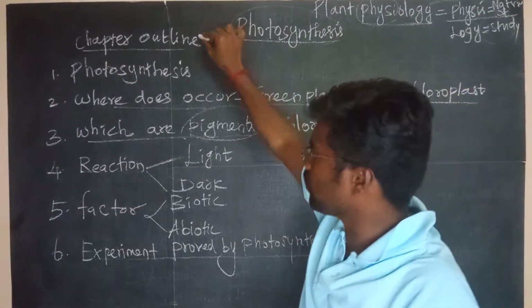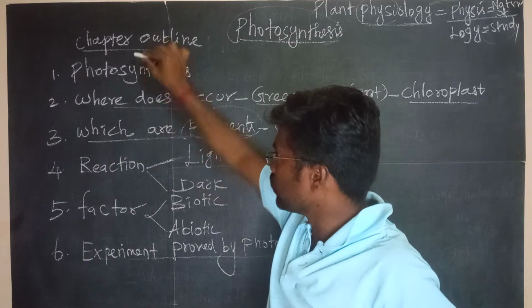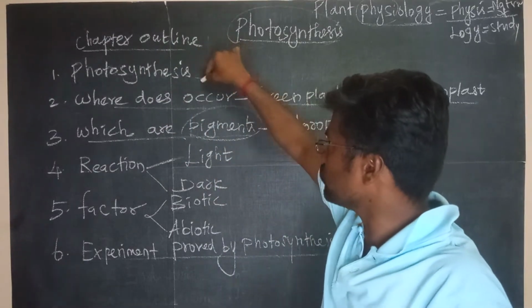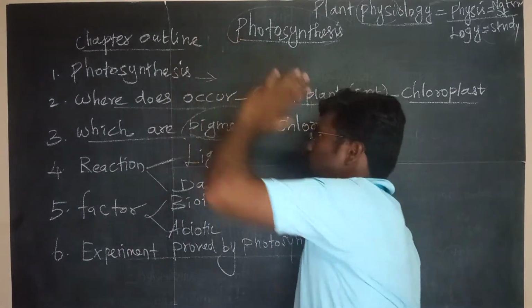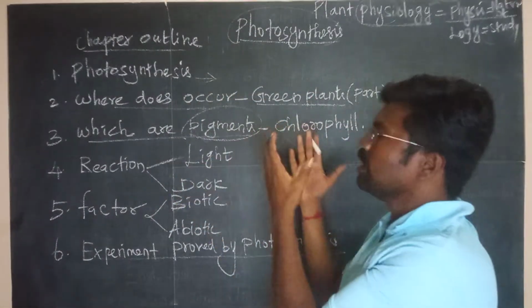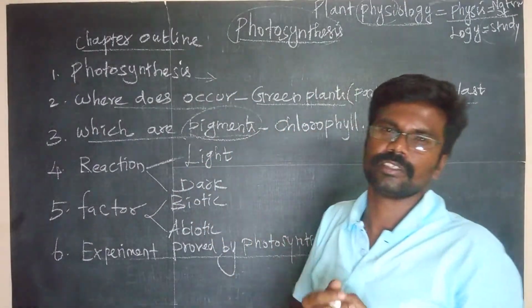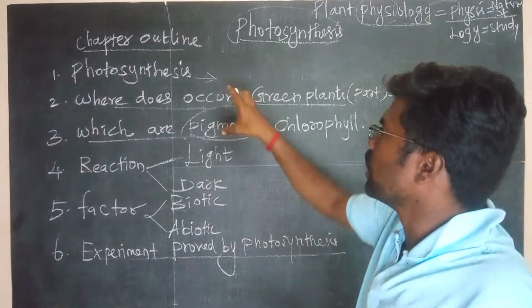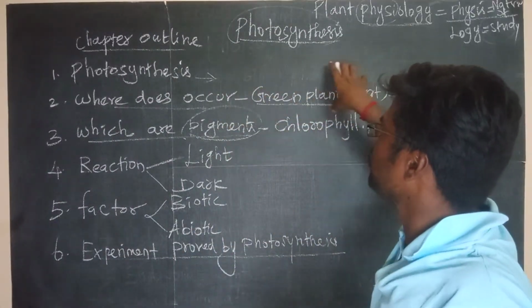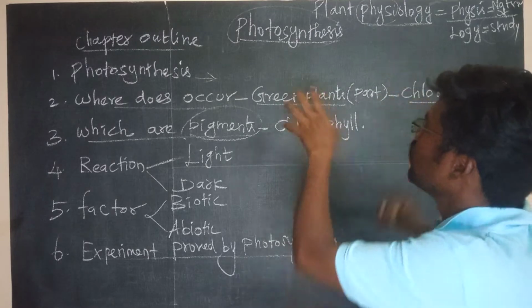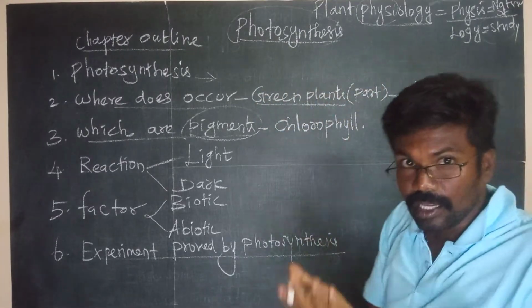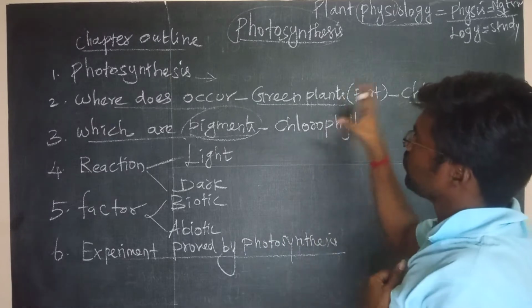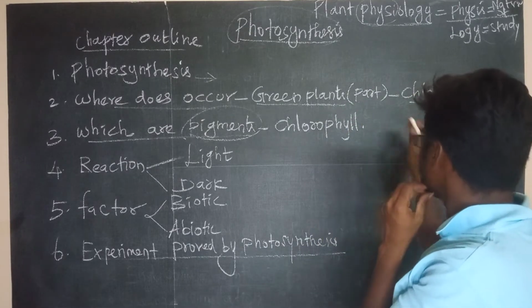Now, what chapters are outlined here? The first is, what is meant by photosynthesis? What is the definition of photosynthesis? Where does this photosynthesis occur? There is a specialized part of the green plant, called the leaf. The leaf is called the kitchen of the plant because it makes its own food with the help of sunlight.